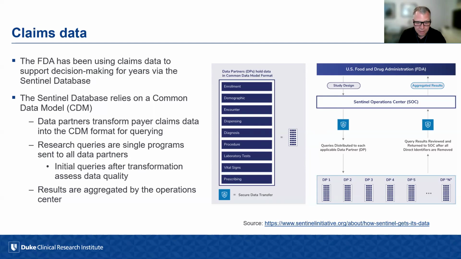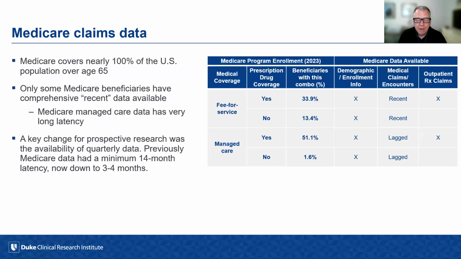So claims data, we've seen it work here. I assume most people know the basics about claims data, but I'll just jump into it here. It covers nearly 100% of the U.S. population over age 65. Relevant to trials, we really want to have recent data for folks, especially if we're following people prospectively over time. In that regard, only some Medicare beneficiaries have comprehensive recent data available. Those are the folks in the fee-for-service program. Fee-for-service data are available currently through Q4 2024.